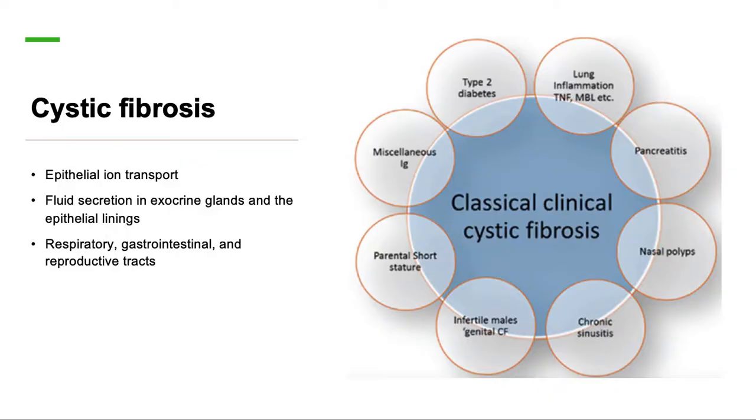Cystic fibrosis is a disorder of epithelial ion transport affecting fluid secretion in exocrine glands and the epithelial linings of the respiratory, gastrointestinal, and reproductive tracts. The ion transport defects lead to abnormally viscid mucus secretions that block the airways and the pancreatic ducts, which in turn are responsible for the two most important clinical manifestations: recurrent and chronic pulmonary infections and pancreatic insufficiency.